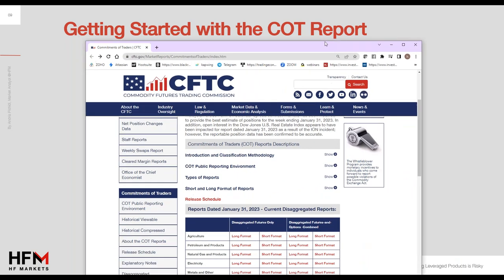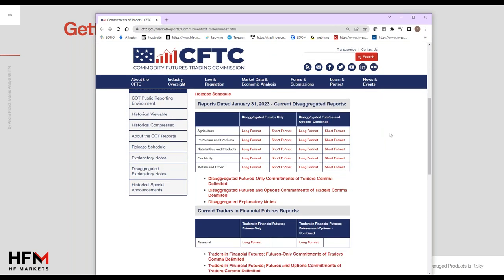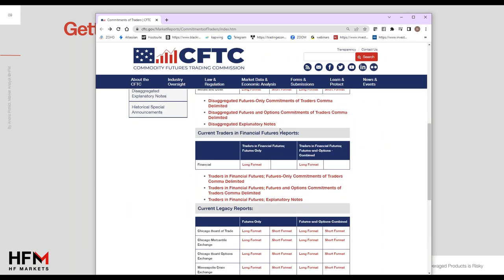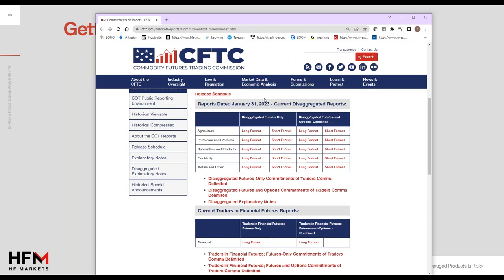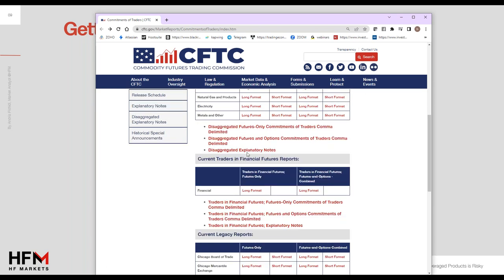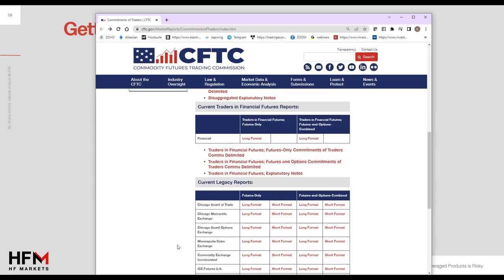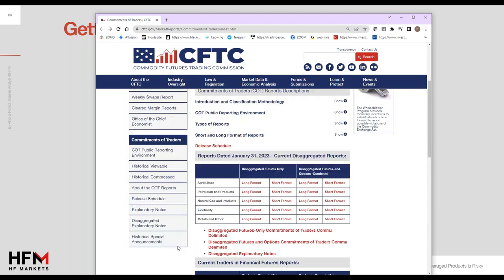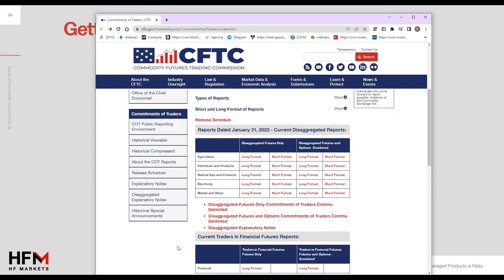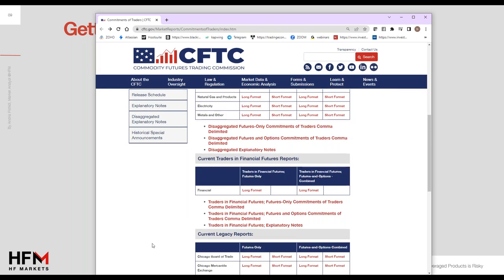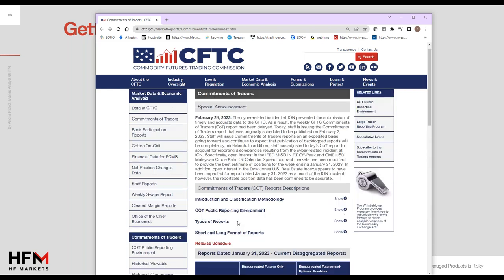Here it is. Current, so you're going to see the monthly report. You're going to see the current traders in financial futures reports, the legacy report as well. So I need to firstly clarify what we mean: the disaggregated report, the traders in financial futures report, and the legacy report. So let's do that right now.